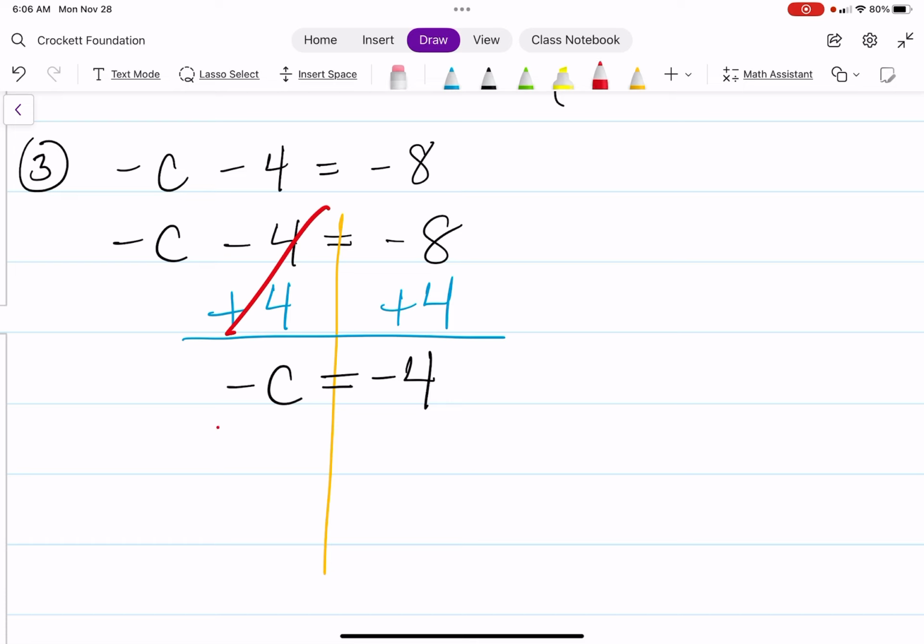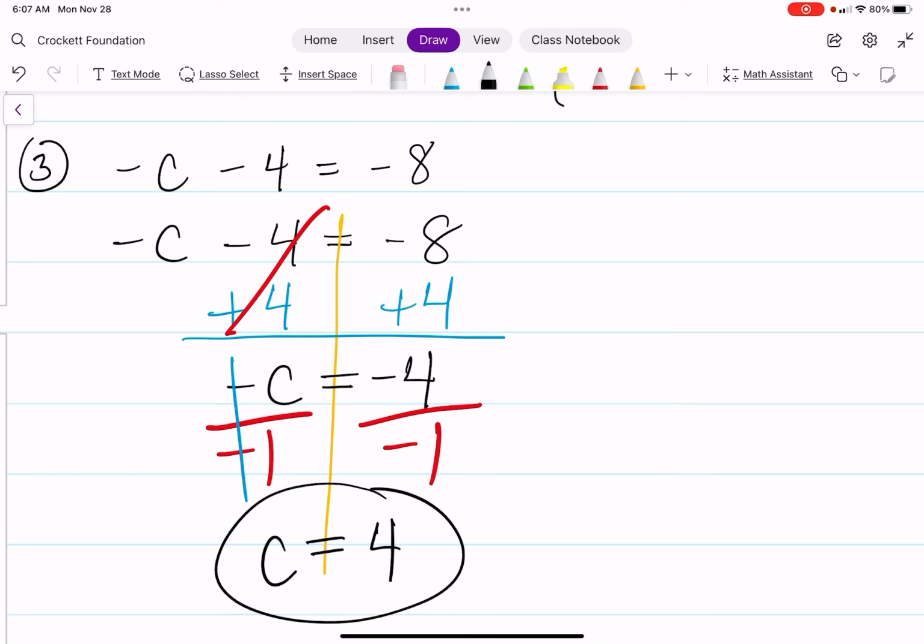Now, to get rid of the negative with the c, we divide by -1. And whatever we do to one side, we do to the other. When we divide by -1, the negatives cancel. We're left with c, and then a negative divided by a negative is a positive, and 4 divided by 1 is 4. So our final answer should be +4, okay?